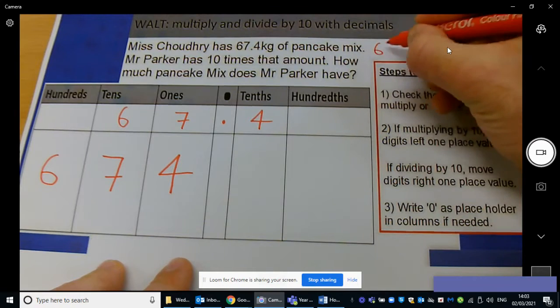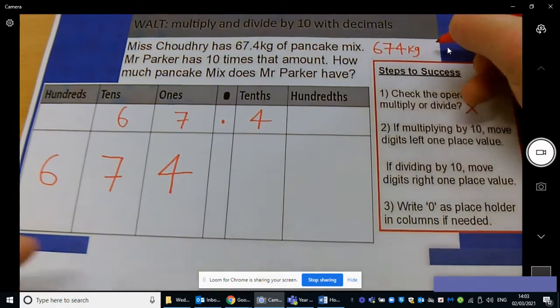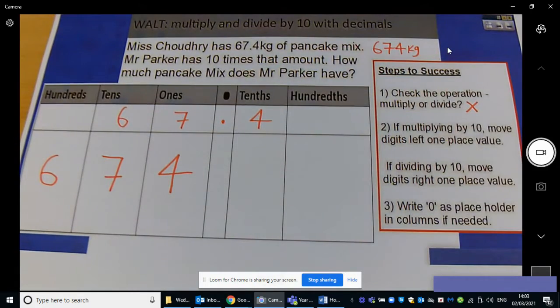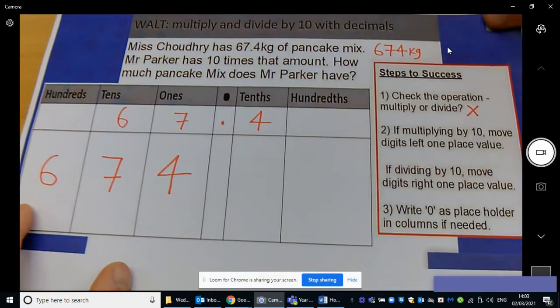So the answer would be 674 kilograms of pancake mix. Well, there we go. And has our answer got bigger? Yeah, it has. 674 is much bigger than 67.4.